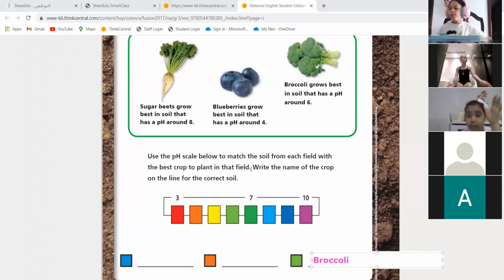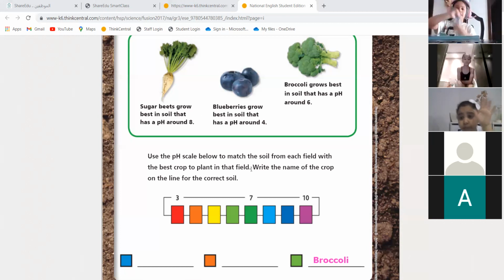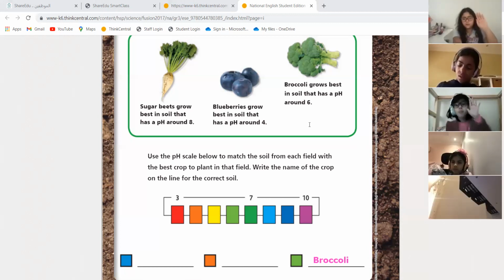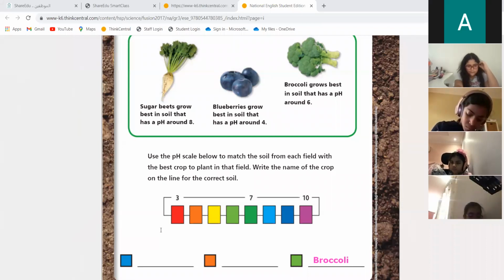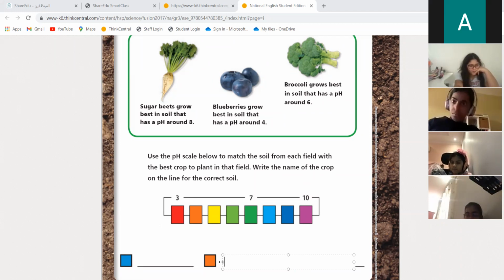Now, what about blueberries? Someone did not answer. Blueberries grow best in soil that has a pH around 4. Around 4, it's the blue square? Around 4, I read it's the orange. Yes. So around 4 is the orange.